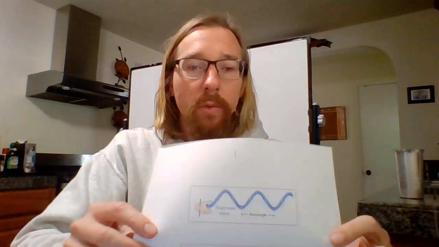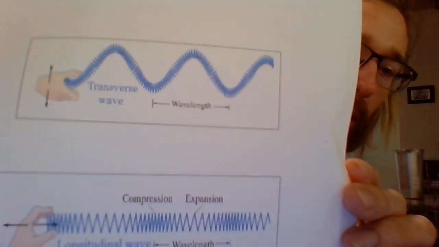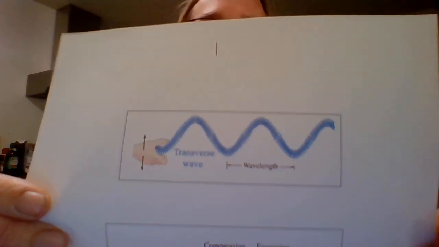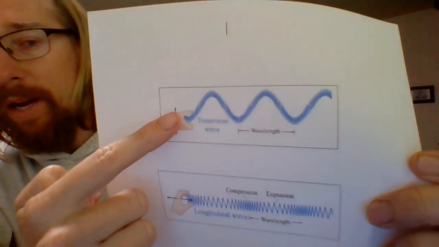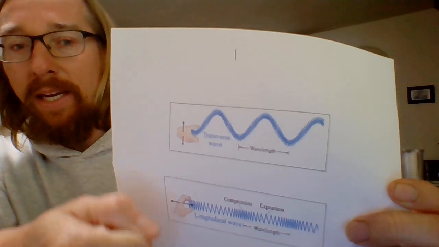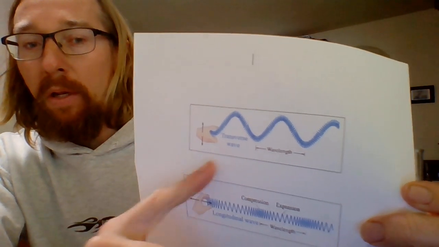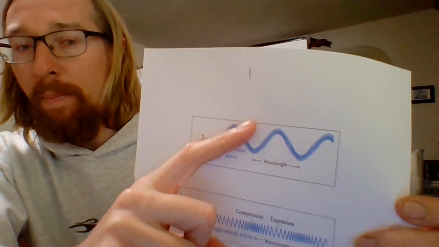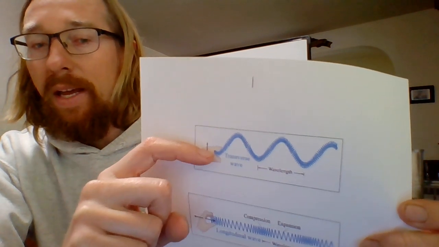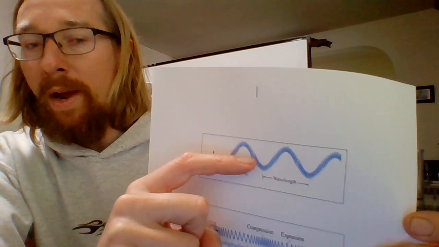Hi guys. So far we've gone over transverse waves and longitudinal waves. With transverse waves, the particles vibrate up and down. So if your hand were shaking a rope, the particles of the rope would be going up and down like this. They'd be making a wave. And this wave would travel away from your hand.